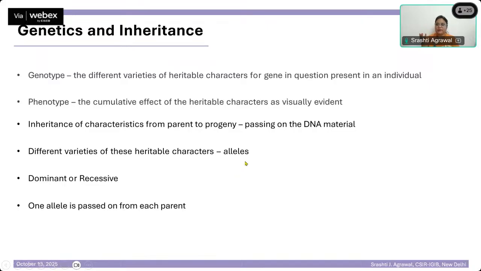So, for example, we have 2 copies of the DNA. In the first copy, we have allele A. In the second copy, we have allele B. So we might have different alleles depending upon what we gained from our parents. One allele is passed on from each parent, and depending upon what genotype is present at a specific locus, we can see what allele is present.